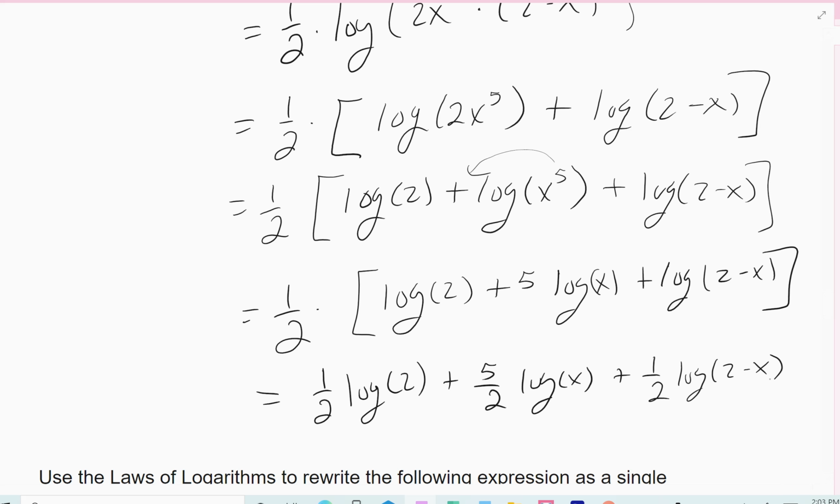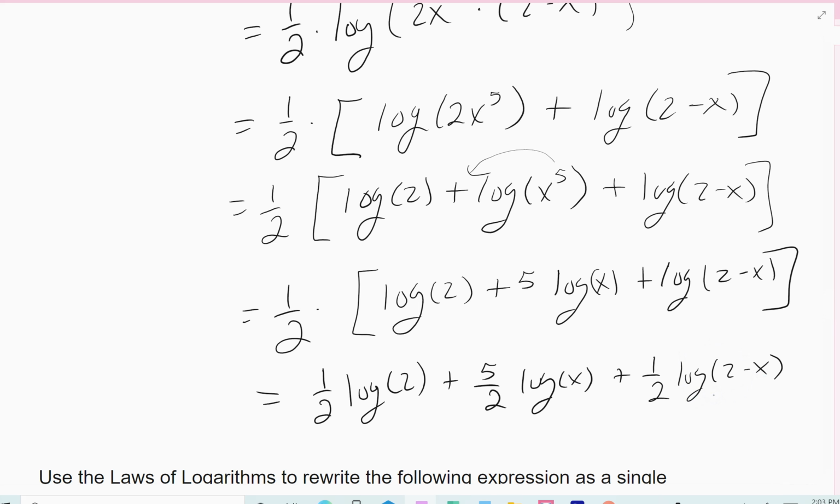I no longer have any roots, I no longer have any quotients, I no longer have any division or multiplication. I cannot simplify any further than that. That's as expanded as I get. All right, there's my expression completely expanded.